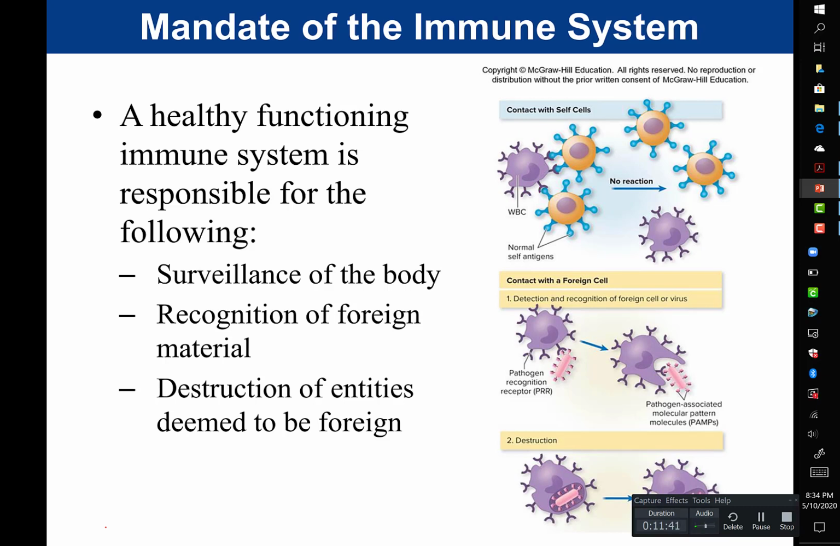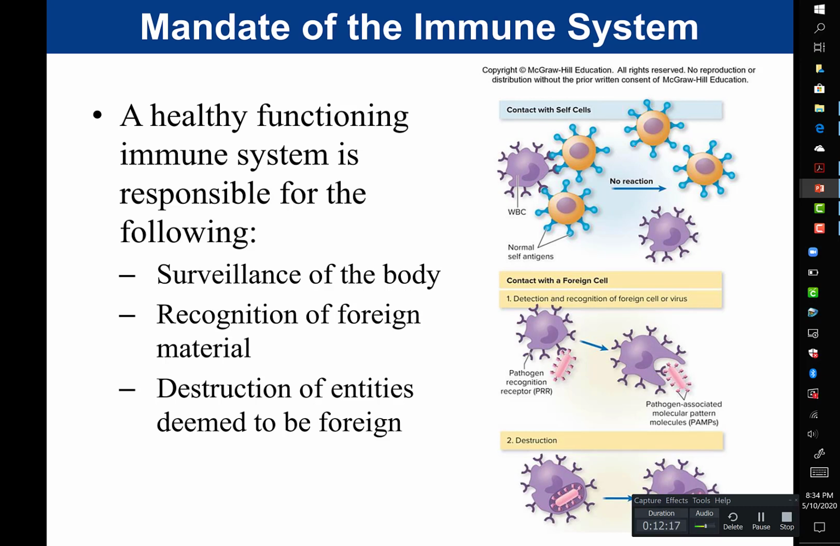And lastly, we have destruction of entities deemed to be foreign. So once the immune system has recognized that as being foreign, now its job is to target that and break it down for destruction. And that's what you're seeing in this image here. We have our white blood cells and our self cells. And when our white blood cells have contact with our own cells, no reaction occurs because it recognizes those cells as being self and it doesn't target them for destruction.